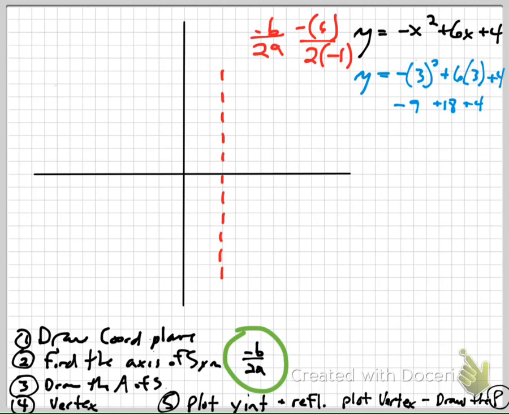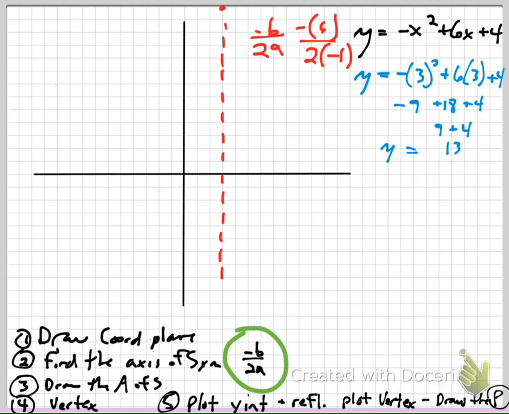Negative 9 plus 18? 9. Plus 4 is 13. So we know that y is 13 when x is 3. Oh my goodness, so we got to go way up there. All right, let's do it. No big deal. I think I have room. 1, 2, 3, 4, 5. 1, 2, 3, 4, 5, 6, 7, 8, 9, 10. It's up here, right there. That is the vertex. Okay?